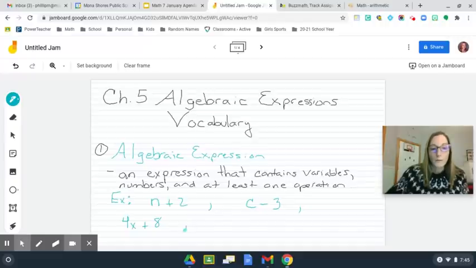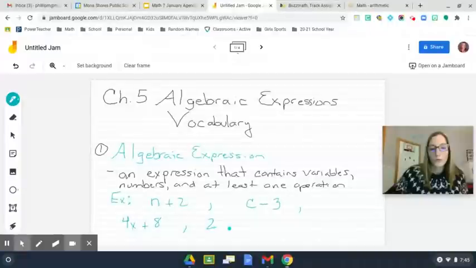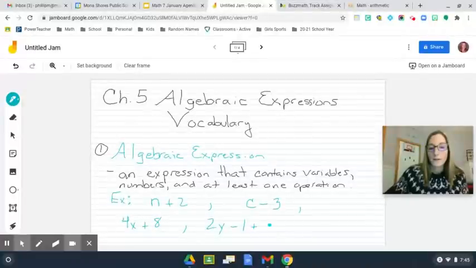Let's do one more. Another example could be 2y minus 1 plus 4.